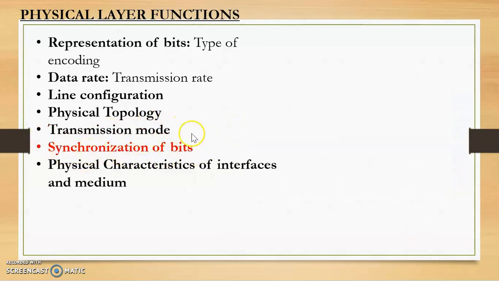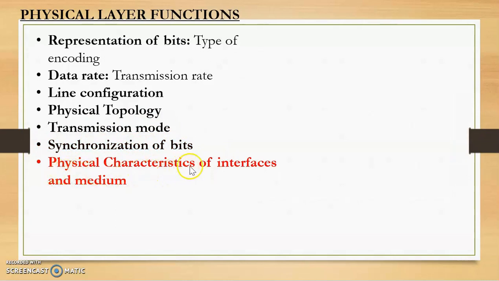Next function is synchronization of bits, which means that the physical layer will make sure that the sender and the receiver clocks are synchronized. Last function is physical characteristics of interfaces and medium, which means that the physical layer will define the features of interfaces and the transmission medium used. Also, it will define the type of transmission medium used.